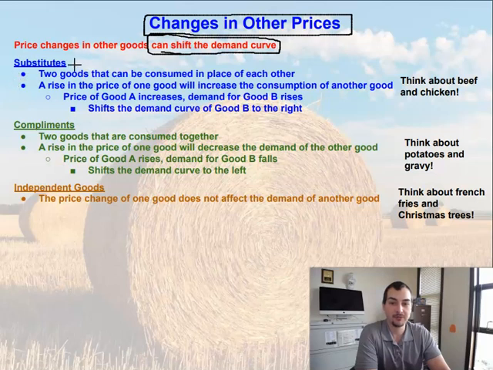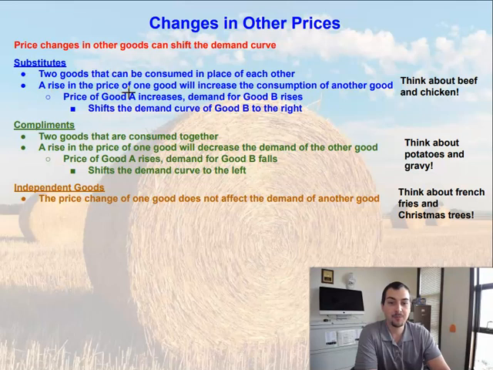So let's talk about substitutes. Substitutes are two goods that can be consumed in place of each other. So think about beef and chicken as we go through this. This is going to be our example of substitutes, beef and chicken. A rise in the price of one good will increase the consumption of another good, ceteris paribus. Remember, holding all else constant.